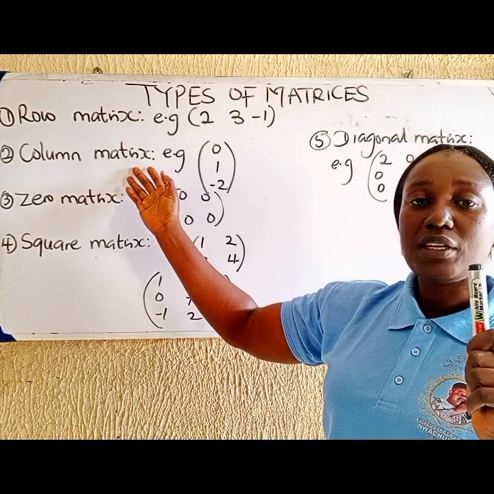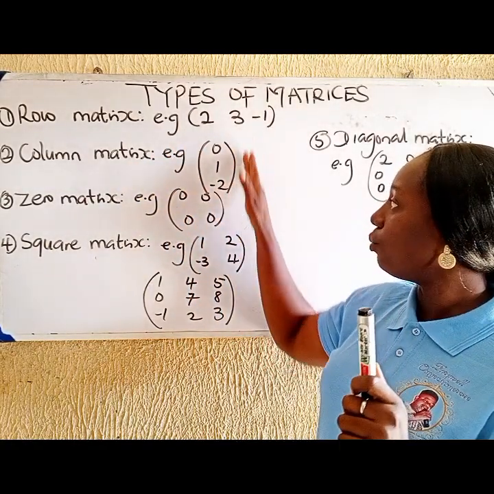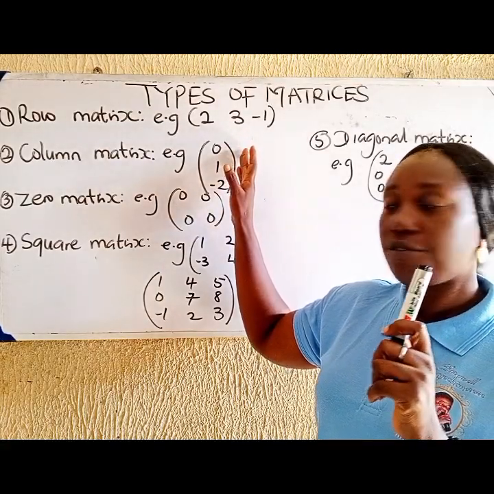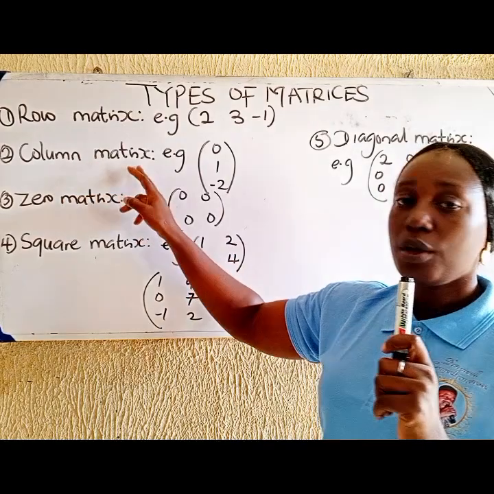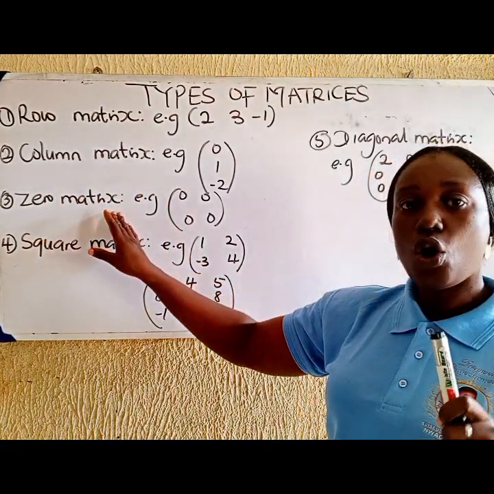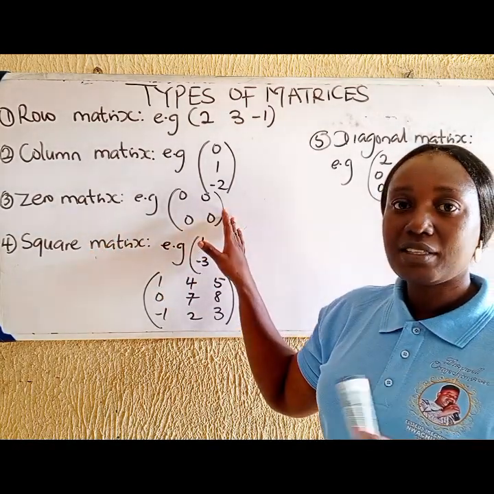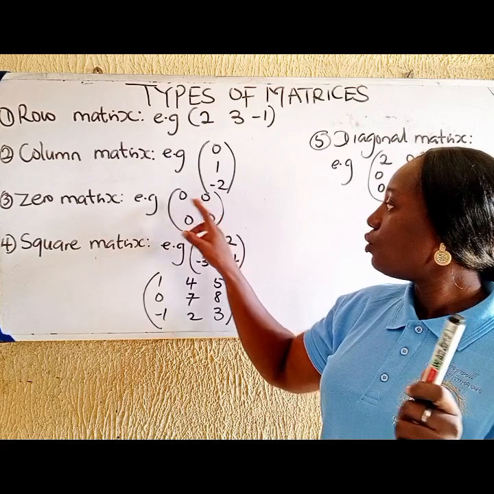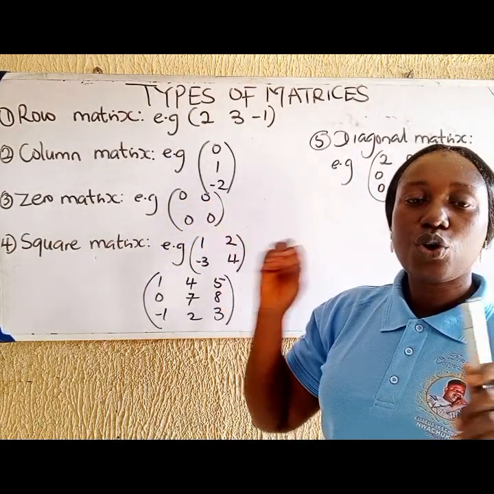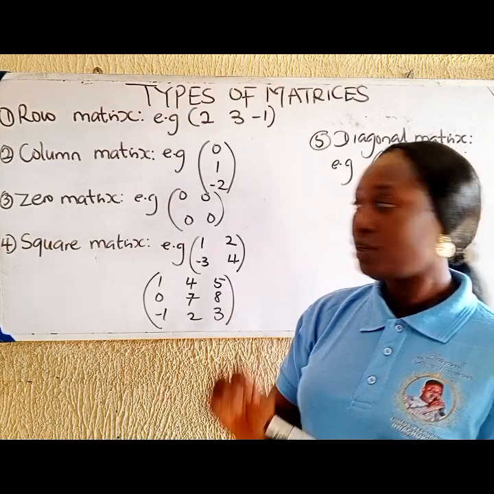Now the second one is a column matrix. When a matrix has only one column of elements. Only one column. Look at it. You have only one column of elements. So we call that type of matrix a column matrix. Now, this is a zero matrix or null matrix. When the elements of a matrix are all zero. When you look at it, all the elements are zeros. So you call that type of matrix a null or zero matrix.